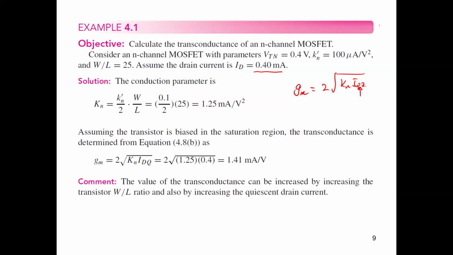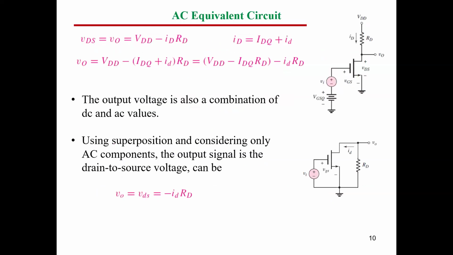So we have a comment here from the textbook. The value of the transconductance can be increased by increasing the WL ratio and also increasing the quiescent drain current. So drain current for sure will affect the amplification and the transconductance value. We will see later on, guys, the amplification gain.